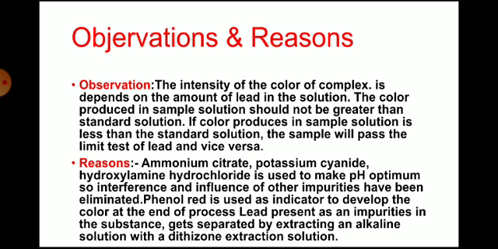The ammonium citrate, potassium cyanide and hydroxylamine hydrochloride are used to make the pH optimum, so interference and influence of other impurities are eliminated. The phenol red is used as an indicator to develop color at the end of the process.